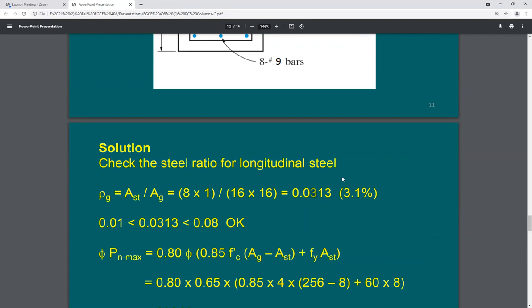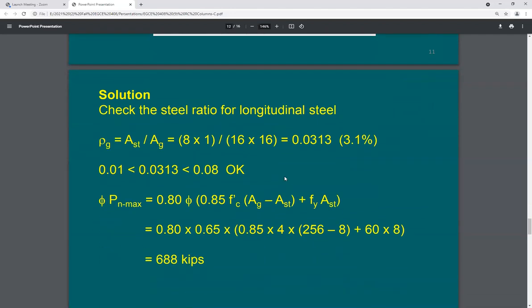What was the minimum? Oh, 1%, and the max 8%. So I get 3.1%, which is good. So for the amount of vertical shear ratio, we are good. See here the range, it is above 1% and below 8%. So this is good. Now how about the strength?